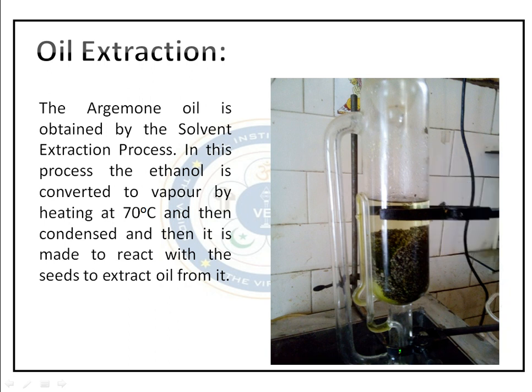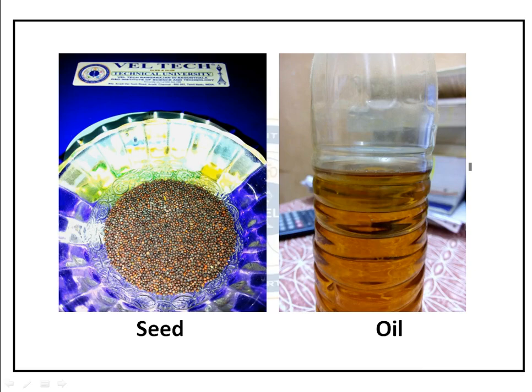Here we have ethanol. It is heated with the help of this tube. It is allowed to condense here and it is allowed to react with the seeds. Then the oil is obtained from this small tube. This is the Argemone seed on the left hand side, and on the right hand side is the oil of Argemone seed that we get.